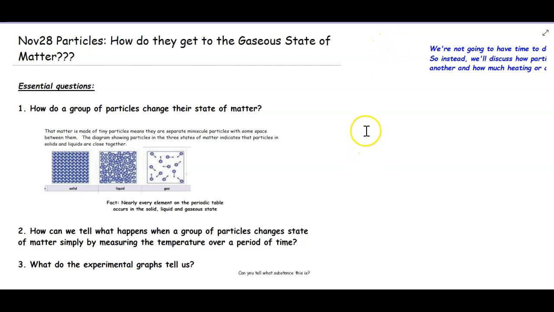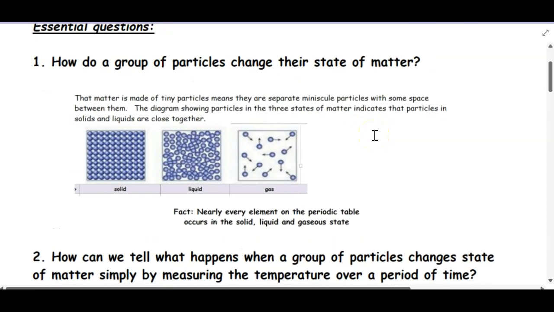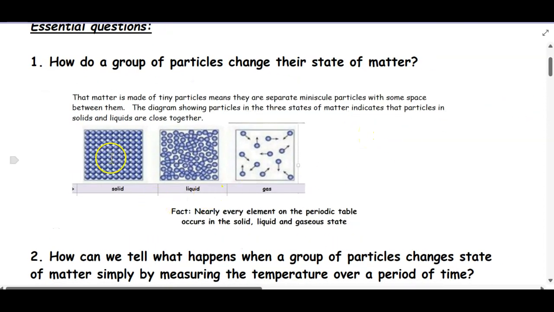All right, the essential questions. How do a group of particles change their state of matter? So we've seen this picture many times of particles in the solid state, so close together and in military formation, very attracted to one another. That's why they can only move up and down and to the right and the left together. Then we saw that in the liquid state, something happens with the arrangement of the particles and they move farther apart. So we're going to be talking about how does that happen?